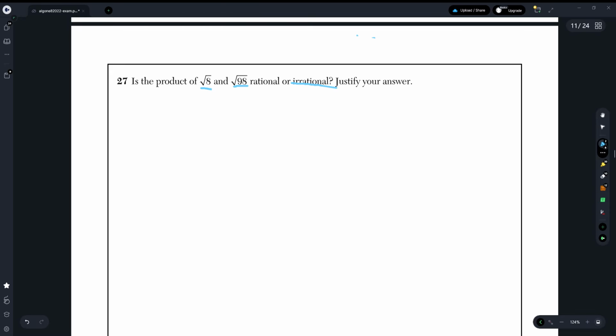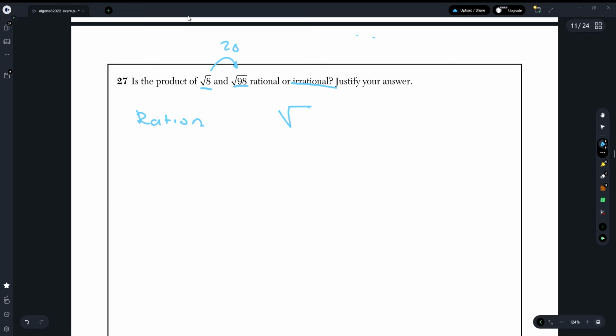So I could plug this into my calculator. I'll actually do it right now. I can do radical 8 times radical 98. Guess what? This times this is equal to 28. So my answer is rational, right? But they want me to justify my answer, and I could do this very easily.